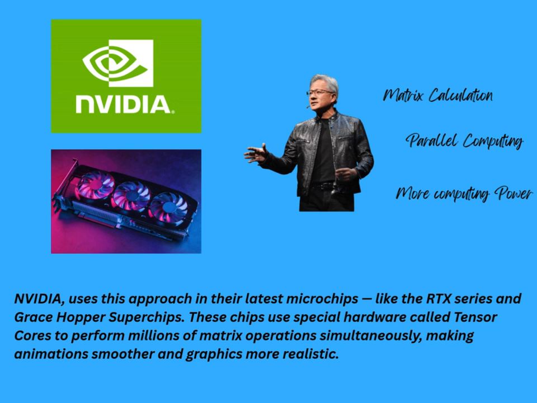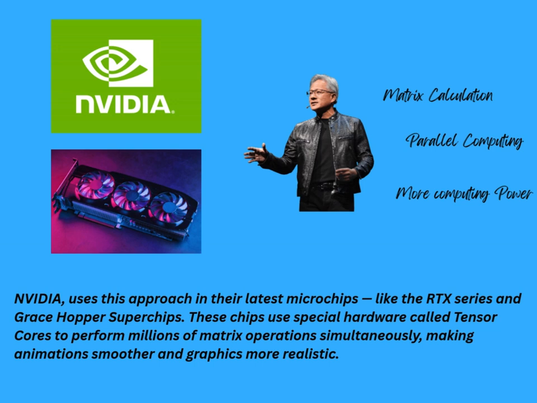So serial computing means sending data one after another. But while we're talking about parallel computing, we are sending or using a lot of data simultaneously. And obviously we need to use matrices for working with a lot of data. So NVIDIA uses this approach in their latest microchips like the RTX series and Grace Hopper superchips.